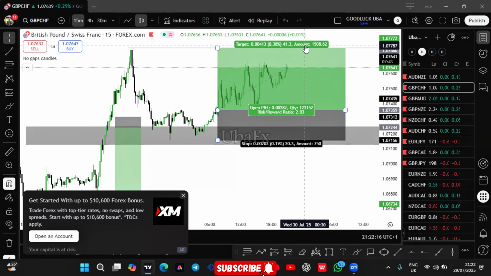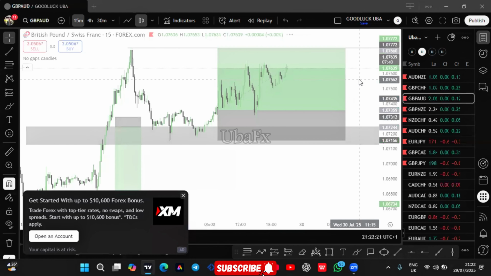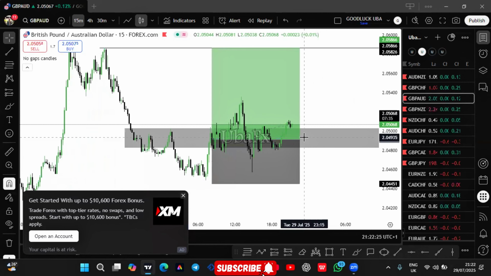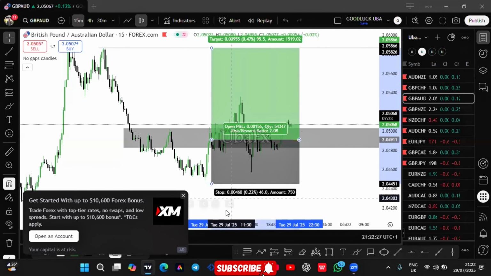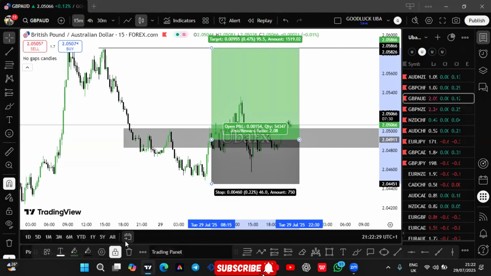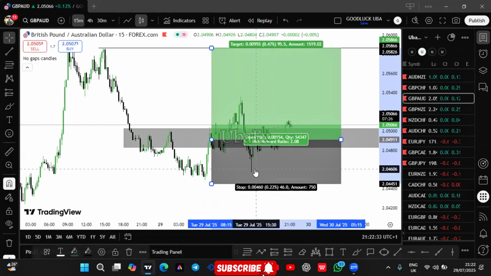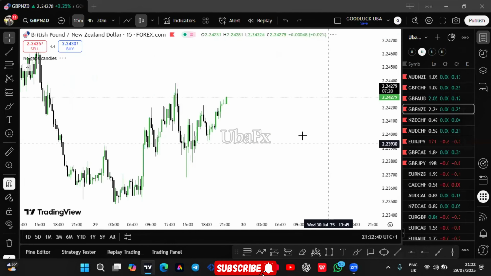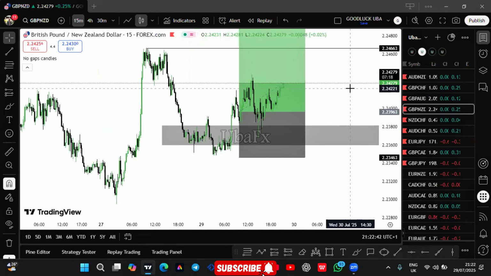Enough of the long talk, but this is where we are at on GBP CHF. Then moving on to GBP AUD. This is where we are currently at on GBP AUD. It actually got too close to my stop loss, but God is good. Then GBP NZD. This is where we are at on GBP NZD.